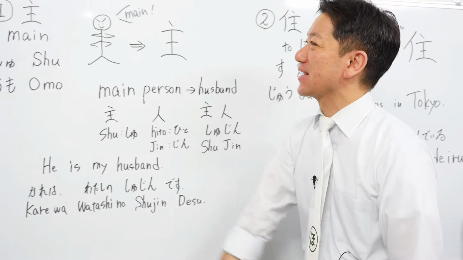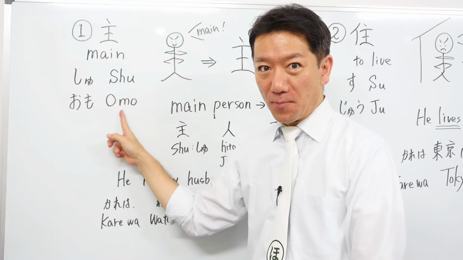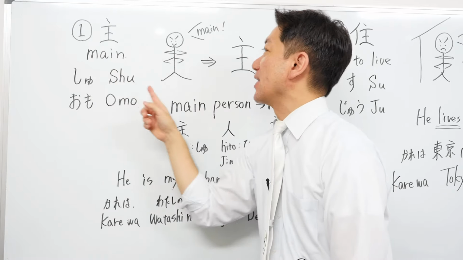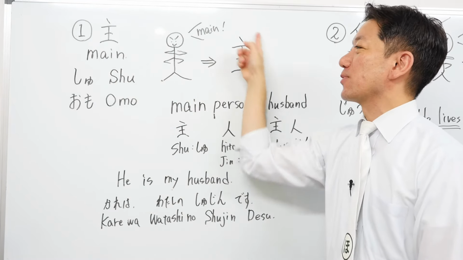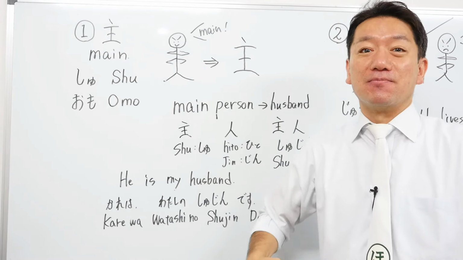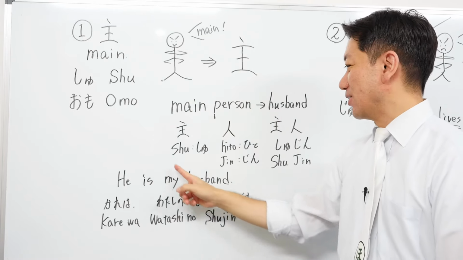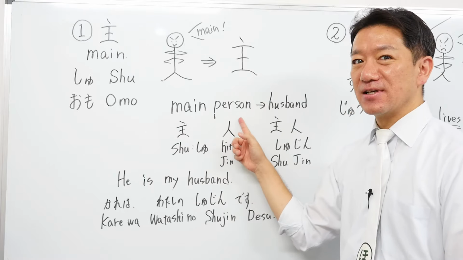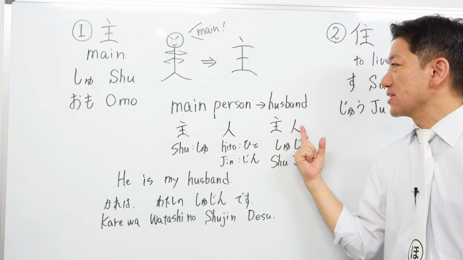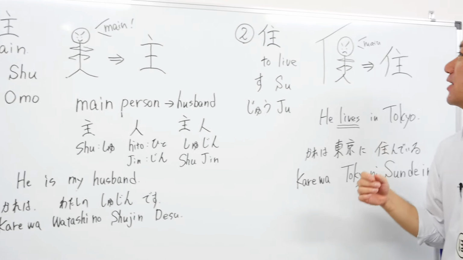Okay, number one, this kanji is shu or omo, which is main in English. How to remember this kanji is this one: a man with a neck collar is shouting, I'm a main man. It's transformed into this kanji, shu. And for example, shujin. Main person is shu and hito or jin. The combination of these kanjis would be a husband, shujin. Easy to remember, right? And the next one, the last one, is here.